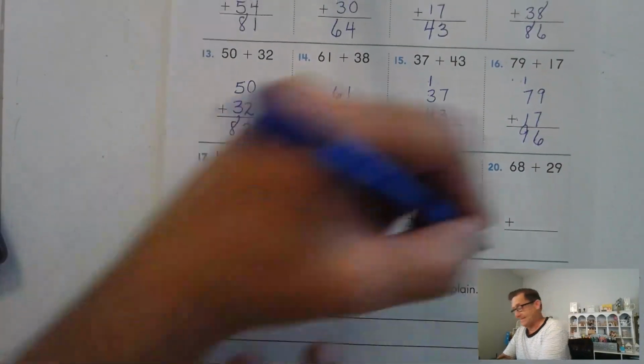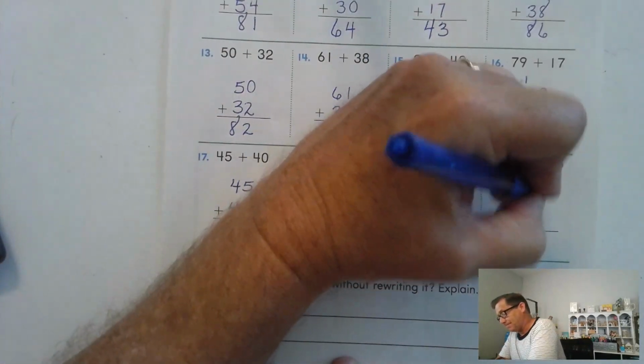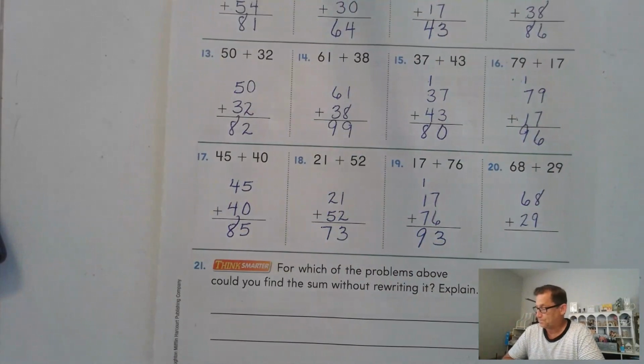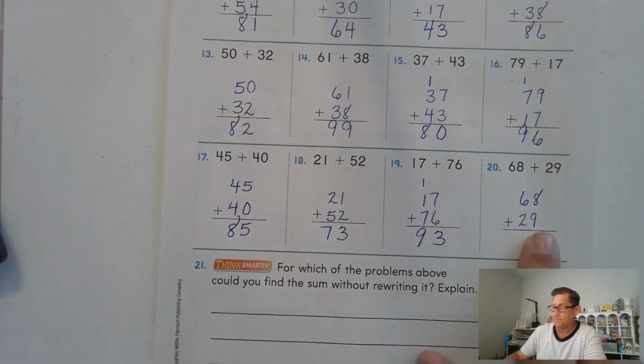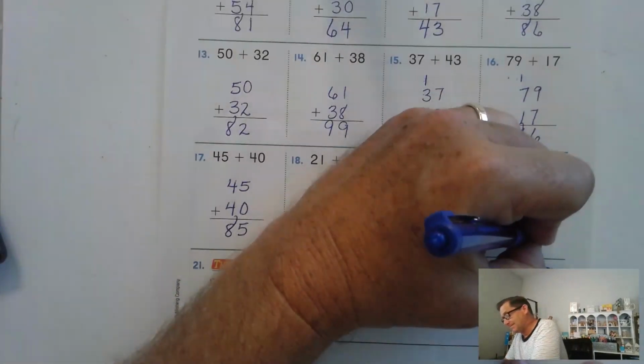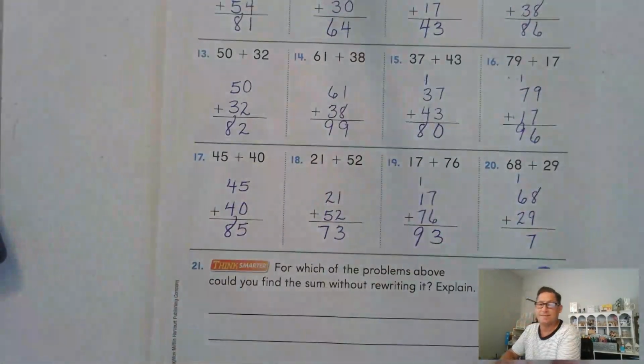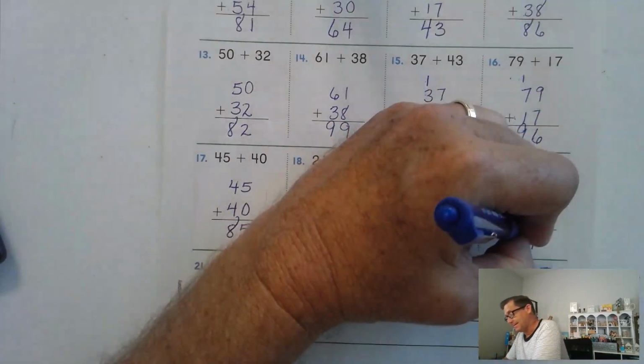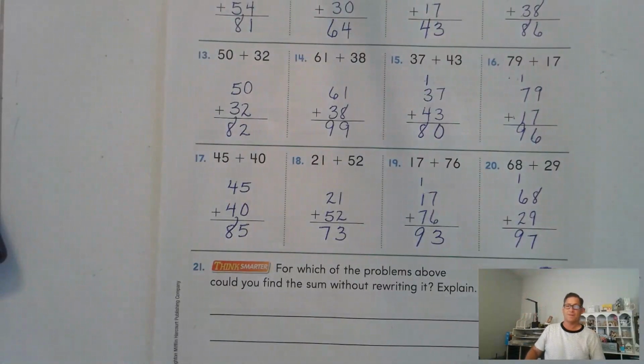Number 20. 68 plus 29. 9 plus 8 is 17. Regroup as 1 ten and 7 ones. Add the tens. 6, 7, 8, 9. 9 tens.